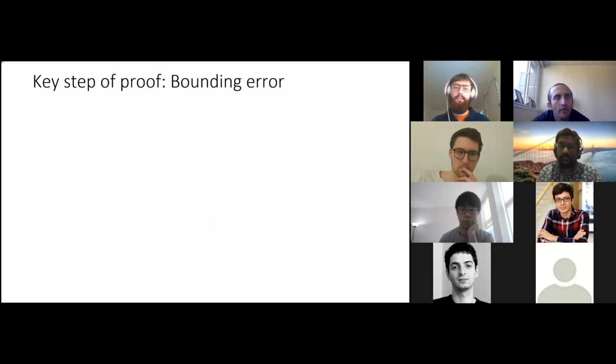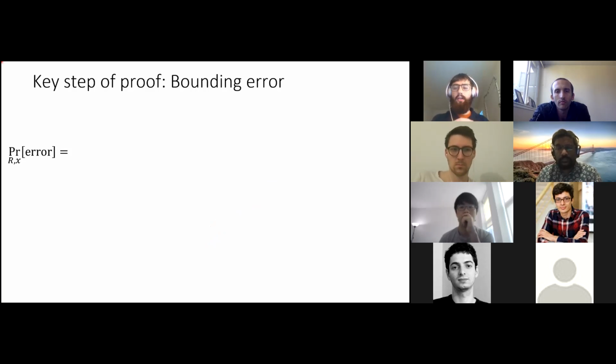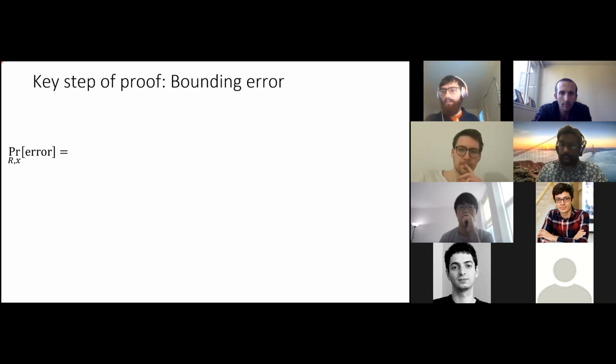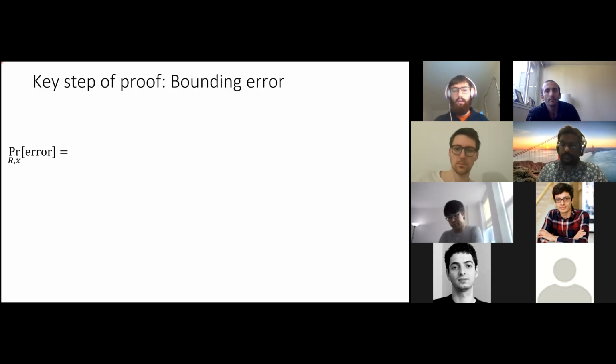So maybe the key step of the proof is where we're bounding the error of this process. We're talking about error with respect to two types of errors that can occur in this whole process. One is that we get a bad restriction. And the other is that we get a bad input, because remember, we've replaced extremely biased gates with constants. And when we did that replacement, that means that some inputs are bad, because some inputs are going to be inputs where the gate outputs the other value and the replacement wasn't valid.